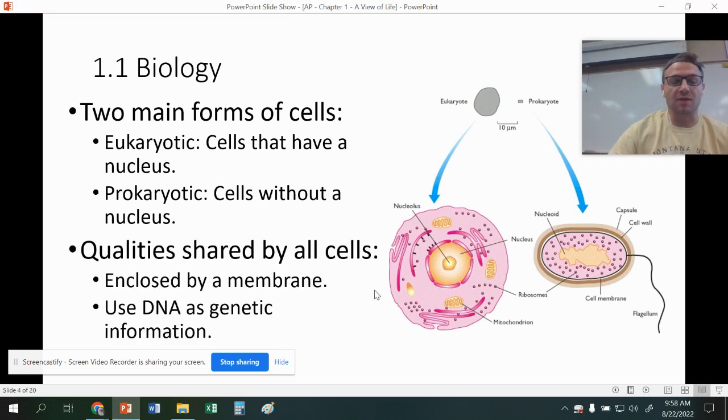Qualities shared by all cells. All cells have to be enclosed by a membrane. That's the cell membrane or the plasma membrane. And then all cells must have some type of genetic code. Usually, most of the time, 99.99% of the time, DNA is that cell's genetic code.